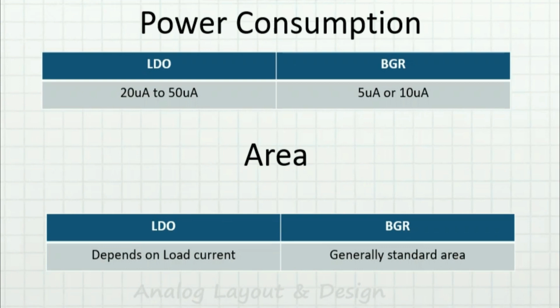So let's look into the power consumption of LDO and BGR. Normally, LDO will consume around 20 microamp to 50 microamp. BGR will be much lesser. So it will be like 5 microamp or 10 microamp, or nowadays even like 1 microamp. So why is this BGR power consumption lesser? Because this BGR will be part of this LDO. So inside LDO you will have BGR. So obviously BGR power consumption will be much lesser than the LDO power consumption. LDO again can be much higher depending on the load current, but typically this is the kind of quiescent current that is used.